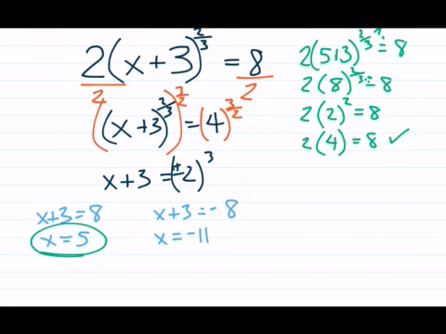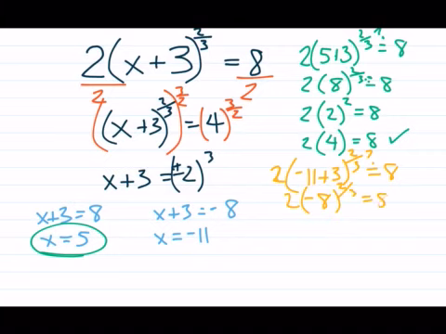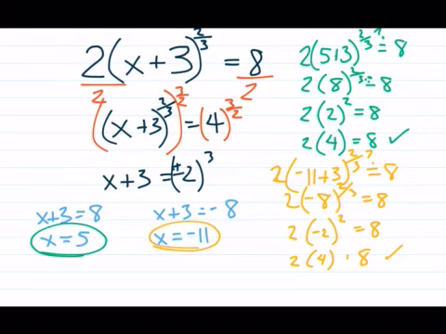Now, let's try with the negative 11, and see if it comes out equal to 4 like before. So again, negative 11 plus 3 is going to give me a negative 8. I am then going to take the cube root of that, and that'll still be a negative, but it'll be a negative 2. Negative 2 squared becomes 4, and it does work out. So those are my two solutions.